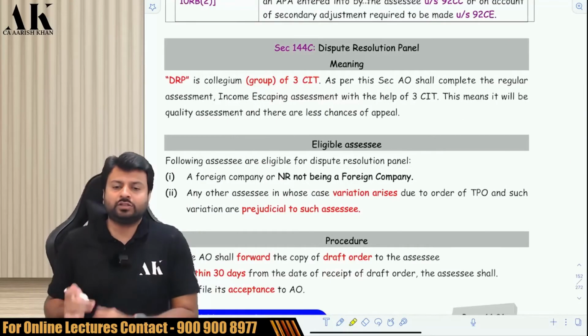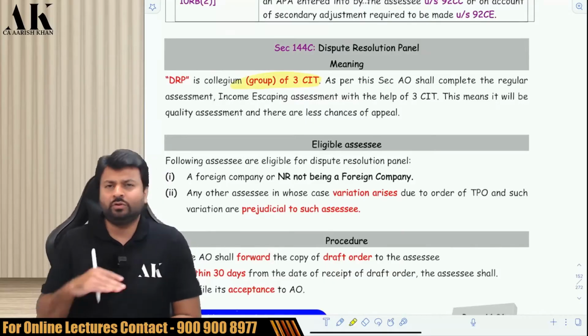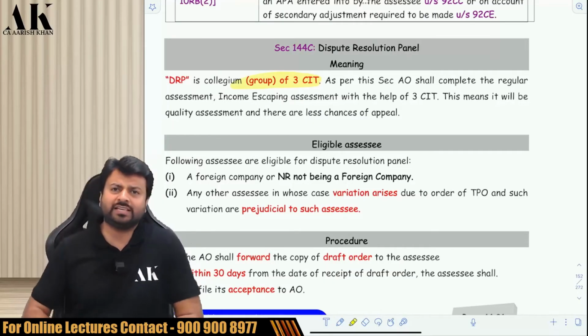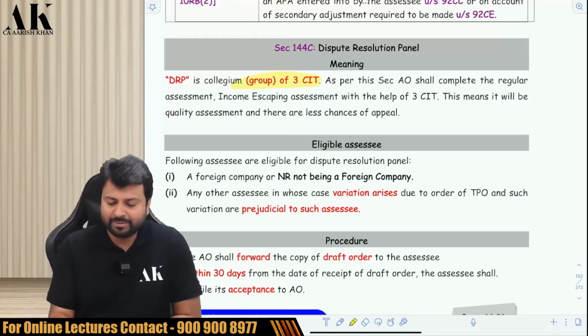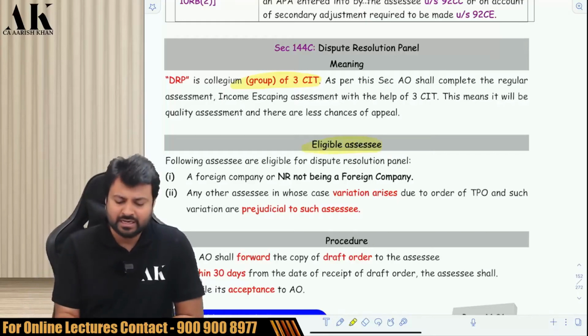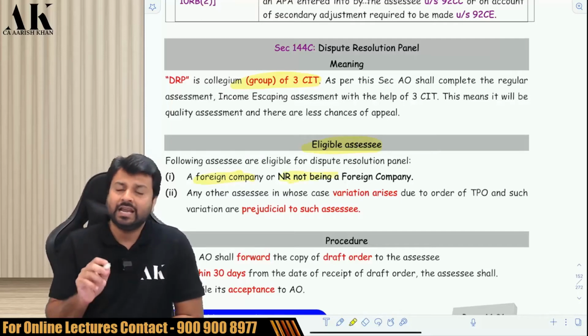What is a dispute resolution panel? It is nothing but a group of 3 CITs who will do your assessment now. Now, who are those lucky and fortunate assessees in whose case the dispute resolution panel will be applicable? It is applicable in case of an eligible assessee. Who is an eligible assessee? A foreign company is always an eligible assessee. A non-resident is also always an eligible assessee.